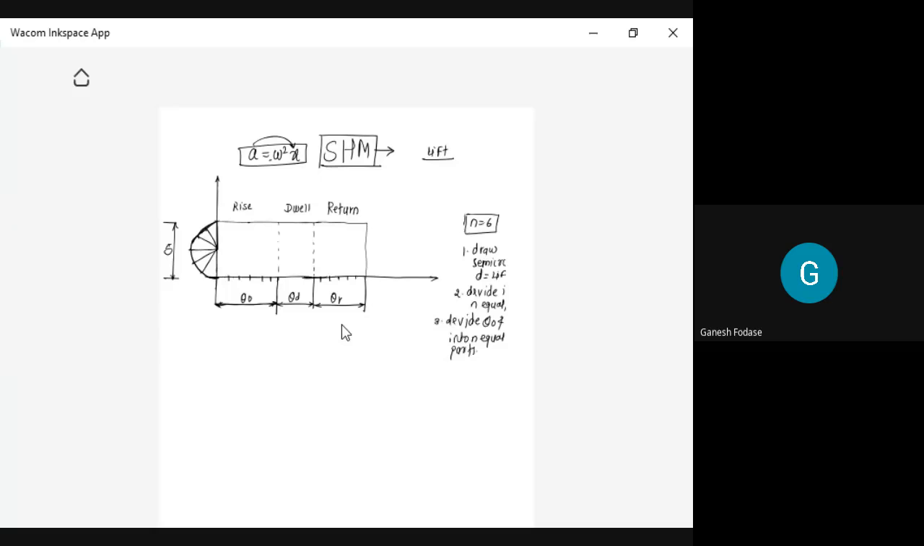Let's start by naming the semicircle first. So it is 0 point, this is 1, 2, 3, here it is 4, 5 and 6. So first 6 parts are for rise. Then for dwell, again this is 7, 8, 9, because it repeats. It falls down. During 12 the follower moves down. So during 0 to 6 it moves up, and from 7 to 12 it moves down. 7, 8, 9, 10, 11 and 12.